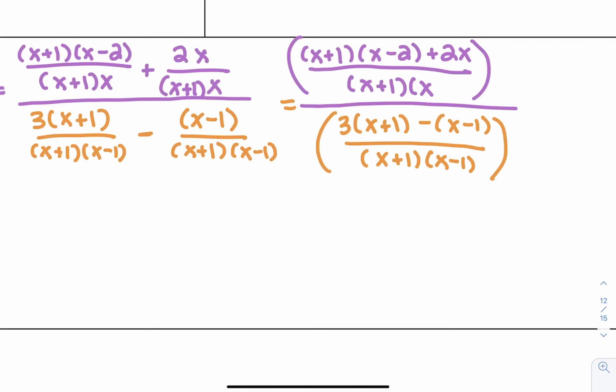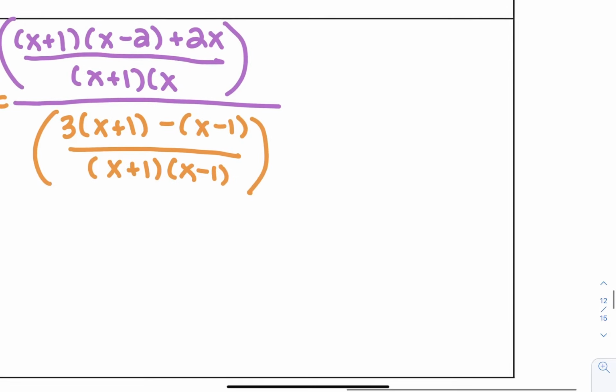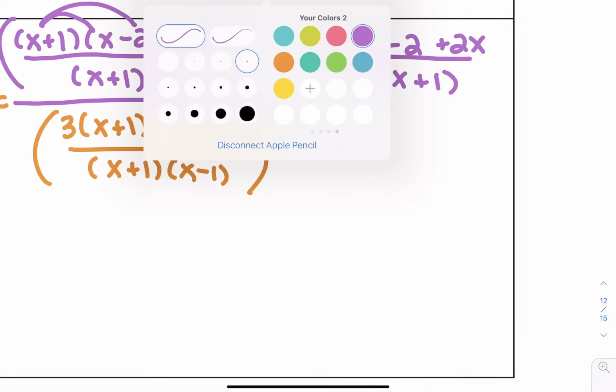Now, before I flip, I'm going to combine as much as possible. So first I'm going to multiply out. I'm going to FOIL this part. So x squared minus 2x plus 1x will be minus x. Then minus 2 plus 2x all over x plus 1 times x, which is x squared. Maybe we'll keep it like this for now. We'll see why in a minute.